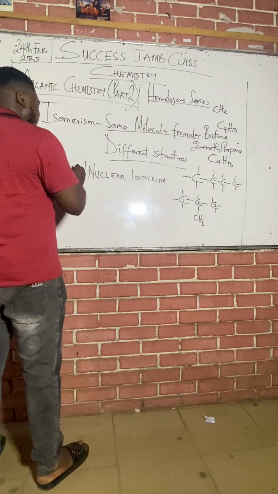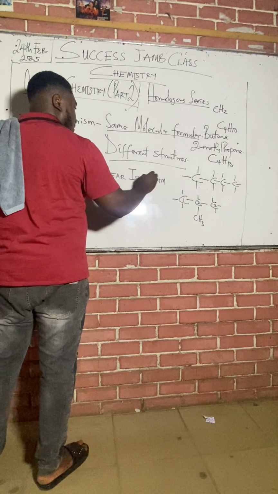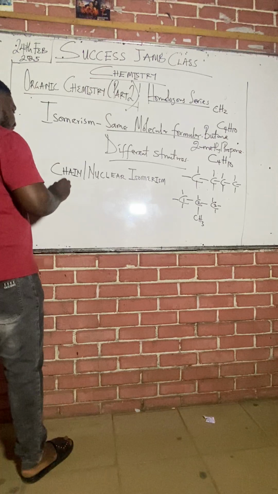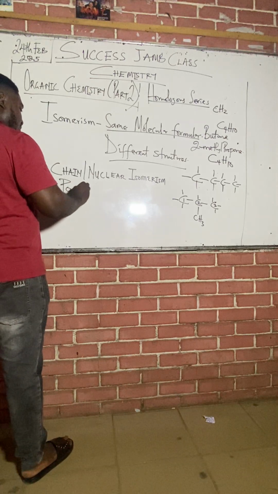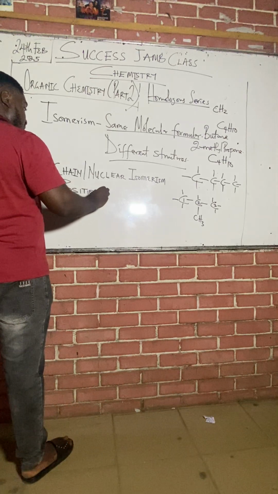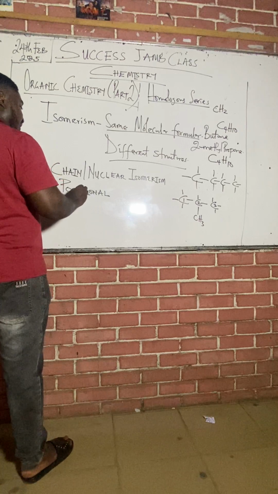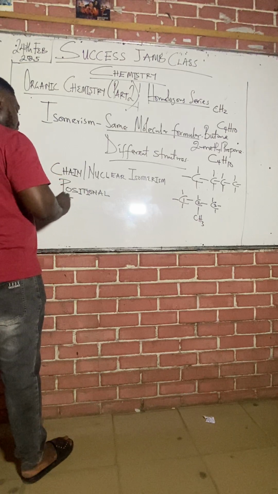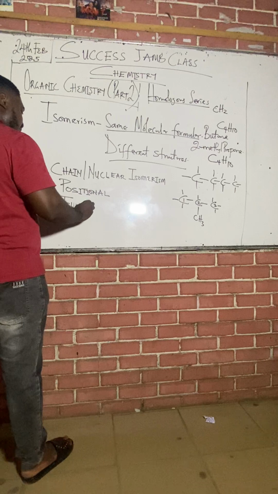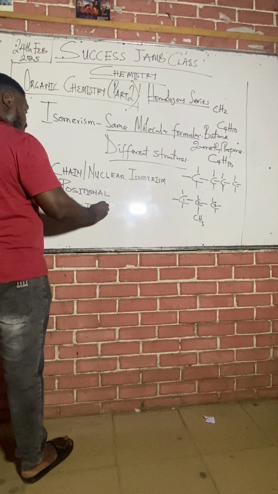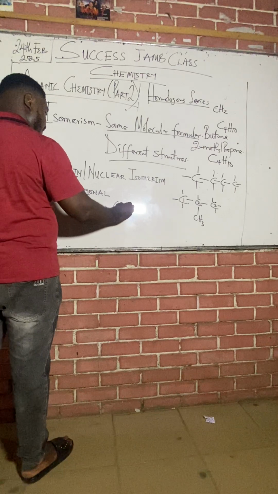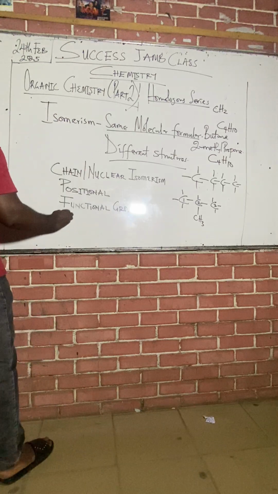But we have other types of isomerism apart from this. We have positional isomerism. We have functional group isomerism. And we have geometric isomerism.